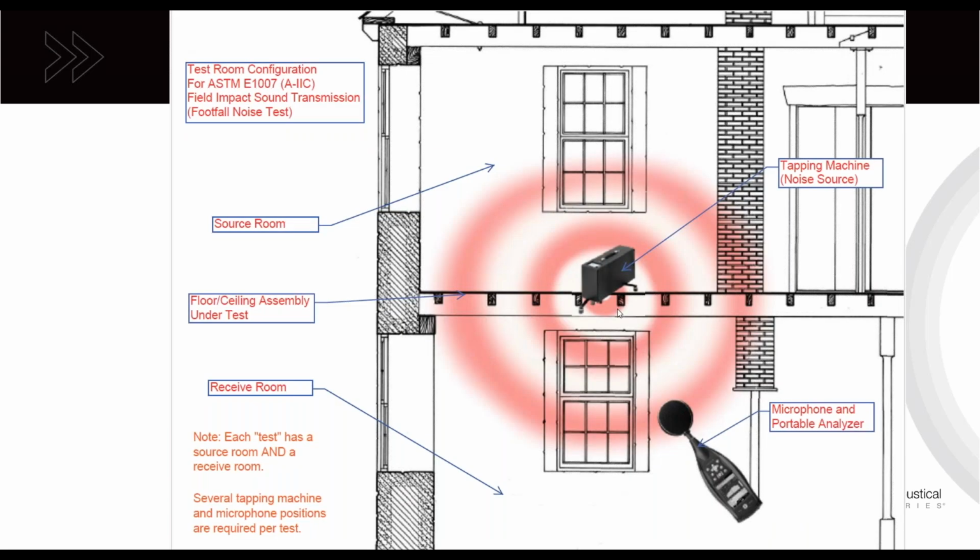We'll take that machine and place it on the top of a floor ceiling assembly, and then we make measurements in the room below. So the source room is above and the receive room is below. There's also, similar to E90, corrections for the sound absorption and ambient noise in the receive room.